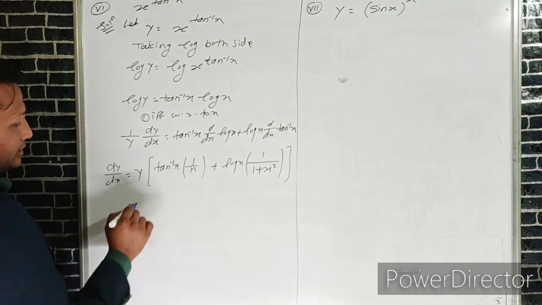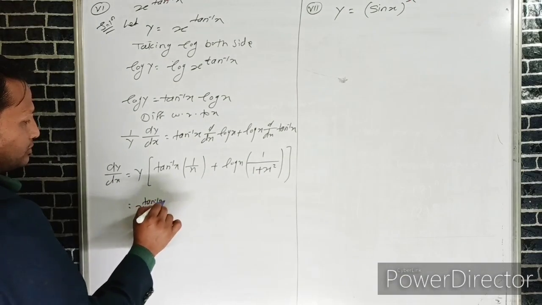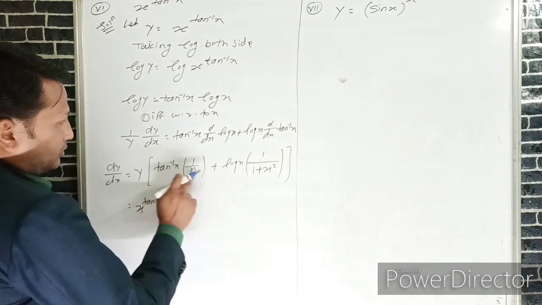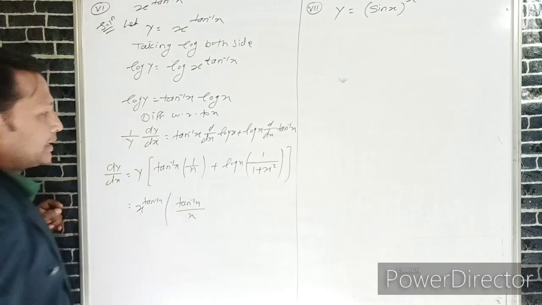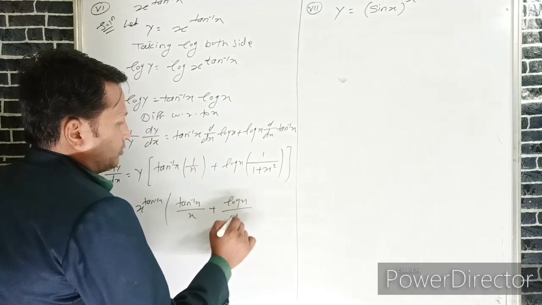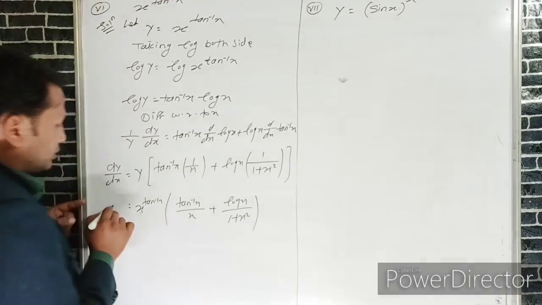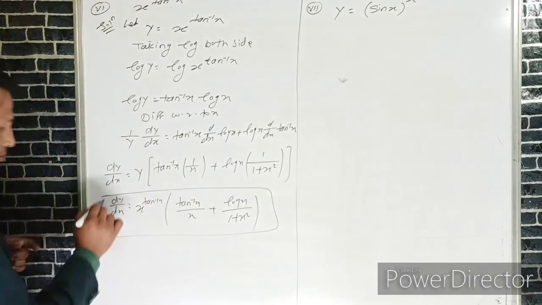The value of y is x raised to the power tan inverse x. Here tan inverse x upon x, or 1 by x tan inverse x, plus log x upon 1 plus x square, which is the required derivative dy upon dx.